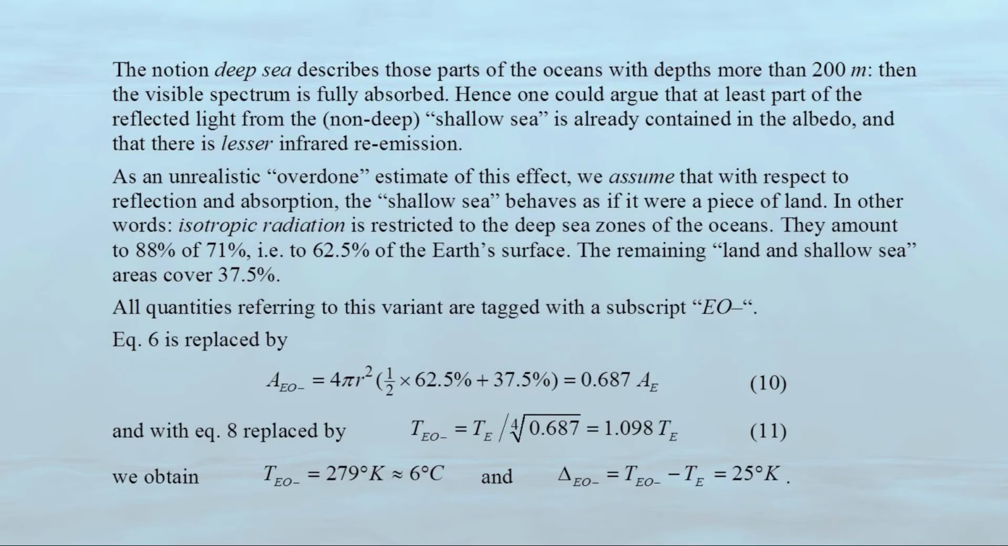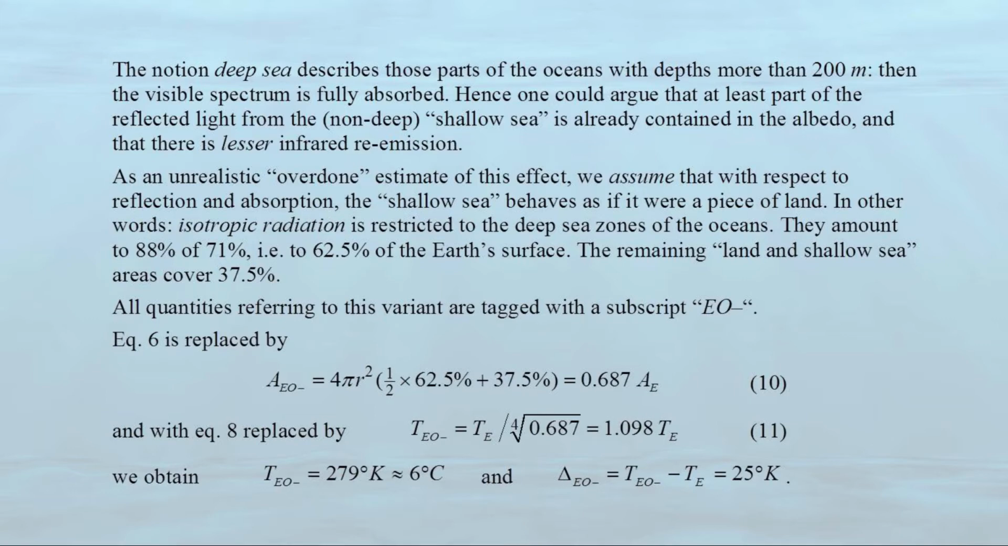The notion deep sea describes those parts of the oceans with depth more than 200 meters. Then the visible spectrum is fully absorbed. Hence one could argue that at least part of the reflected light from the non-deep shallow sea is already contained in the albedo, and that there is lesser infrared re-emission. As an unrealistic overdone estimate of this effect, we assume that with respect to reflection and absorption, the shallow sea behaves as if it were a piece of land. In other words, isotropic radiation is restricted to the deep sea zones of the oceans.